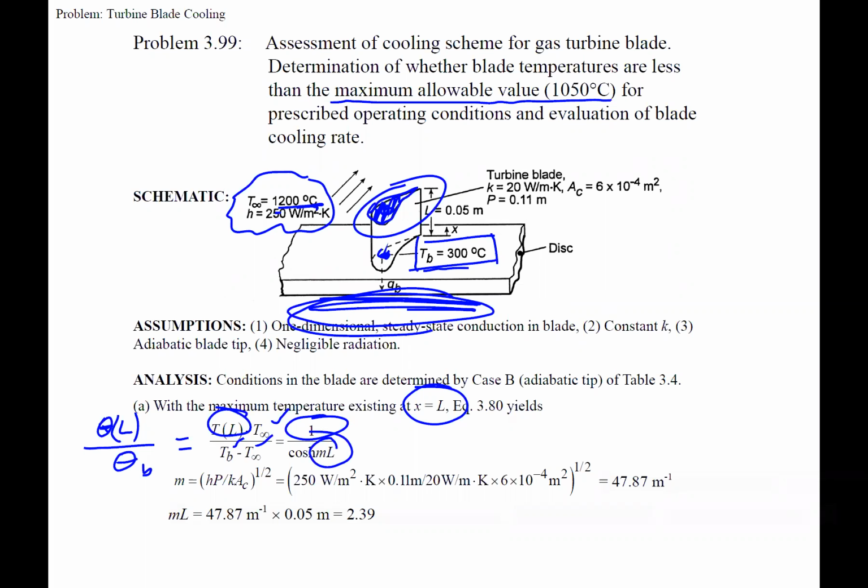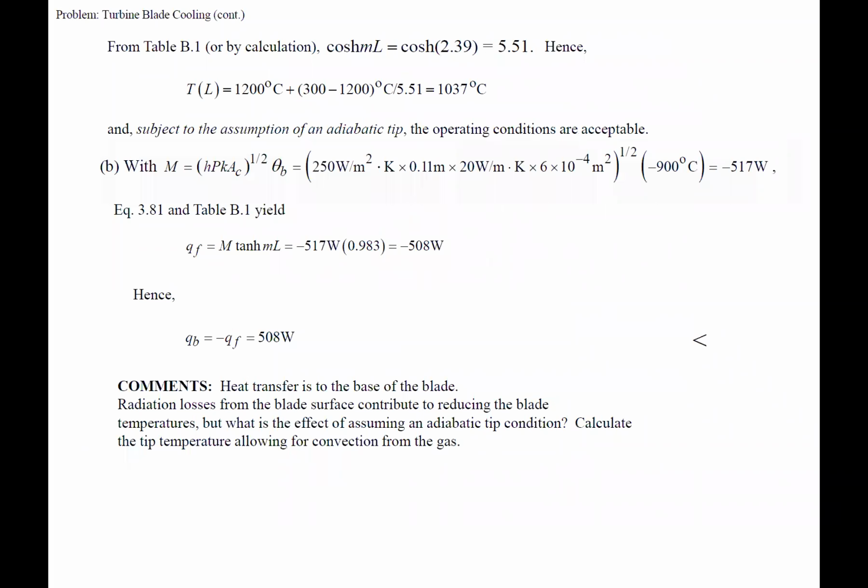So m is that coefficient we solve for that describes the fin equation. All the parameters are lumped together in there. We get our values, substitute them in, and for mL, we get 2.39. So plug that back in, and we get 1037 degrees Celsius, which is less than our 1050. Okay, so we're good there.